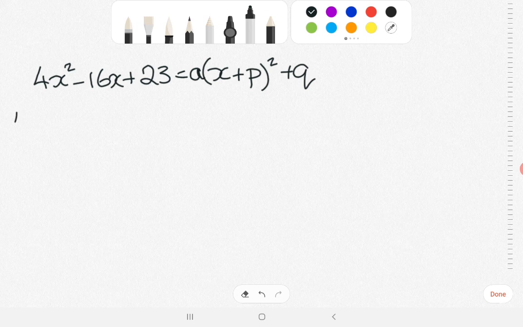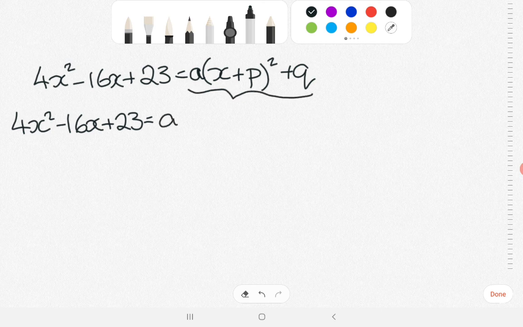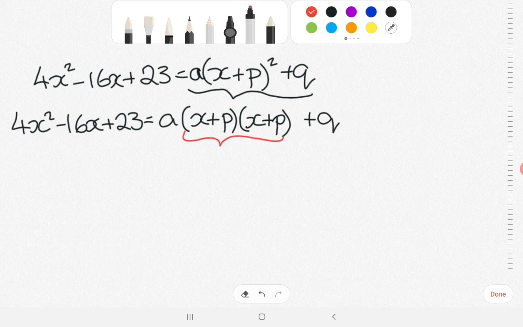As we said, the left-hand side stays the same: 4x squared minus 16x plus 23. You don't need to write every single line of working that we do. We kind of know that it's there. And we're going to multiply out this part here. So I've got a times x plus p times x plus p, and then plus q. I prefer to multiply this part out first.